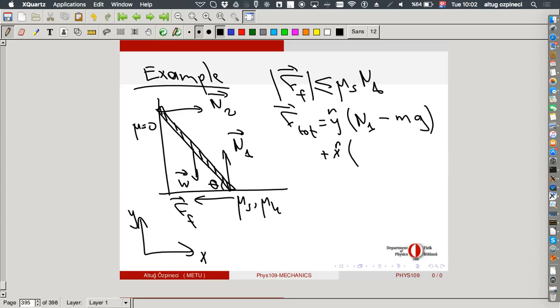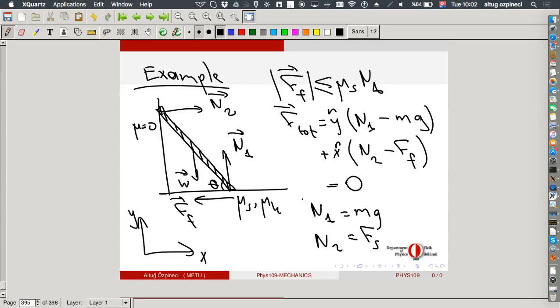Plus the force in the x direction. We have N2 in the horizontal direction, and the friction force is in the minus direction, minus F friction. And the total force, since the center of mass is not accelerating, should be 0. So if a vector is 0, all of its components have to be 0. It basically tells me that N1 is equal to mg, and N2 is equal to F friction.